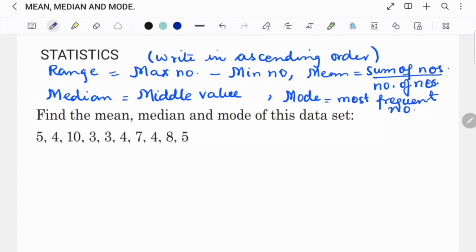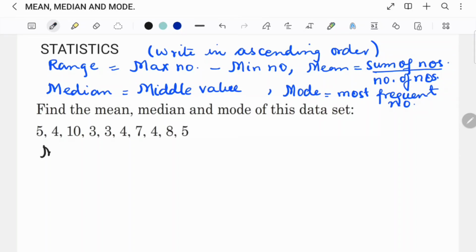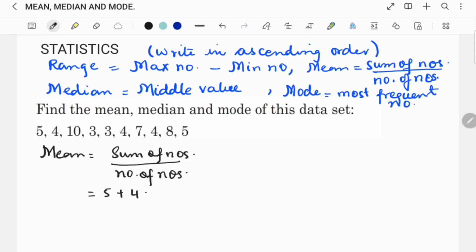Now the first question is: find the mean, median and mode of the data 5, 4, 10, 3, 3, 4, 7, 4, 8, 5. We are going to find the mean first, so there is no need to write the data in ascending order. For the mean, we write the sum of numbers divided by the number of numbers. The numbers are 5, 4, 10, 3, 3, 4, 7, 4, 8 and 5.